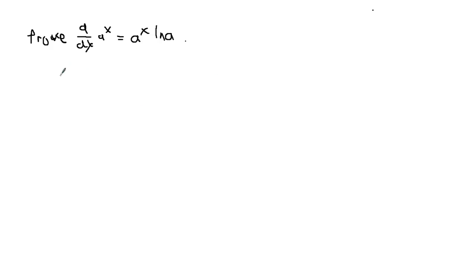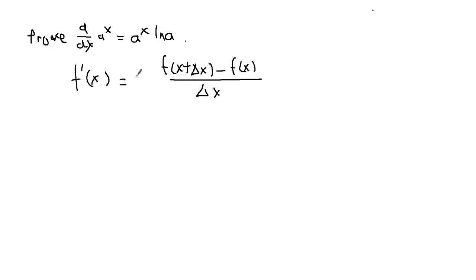So I hope you know what first principles, or the definition of the derivative, is. It's basically f prime of x is equal to f of x plus delta x minus f of x over delta x, and this is as delta x approaches 0, right? The limit as delta x approaches 0.